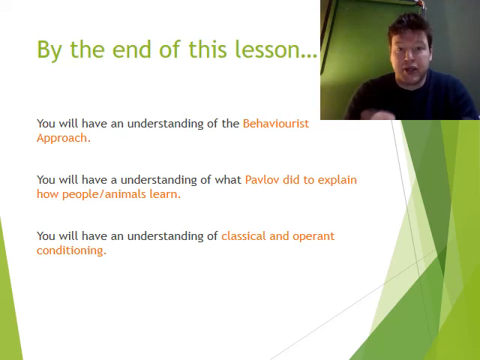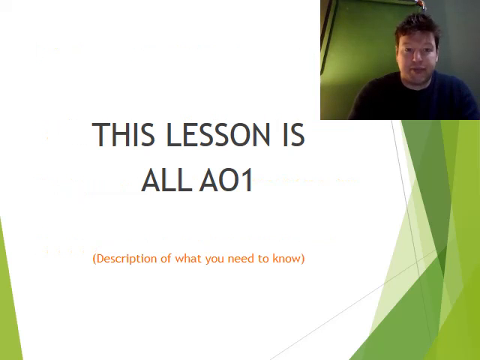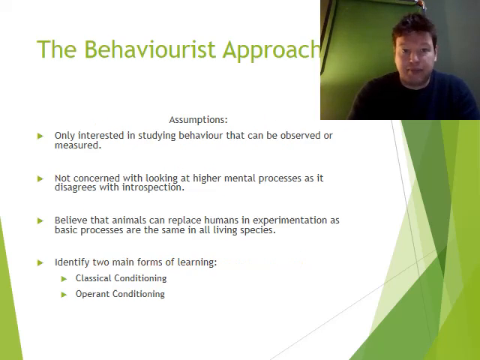And you need to be able to talk about what classical and operant conditioning is and have the examples by the end. Right. Okay, all of this is AO1. Okay, so the behaviourist approach. Every time we talk about approaches, you want to be able to say the key assumptions. Assumption is a key word for you.